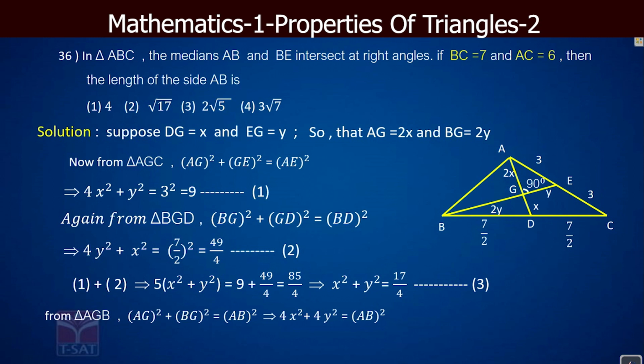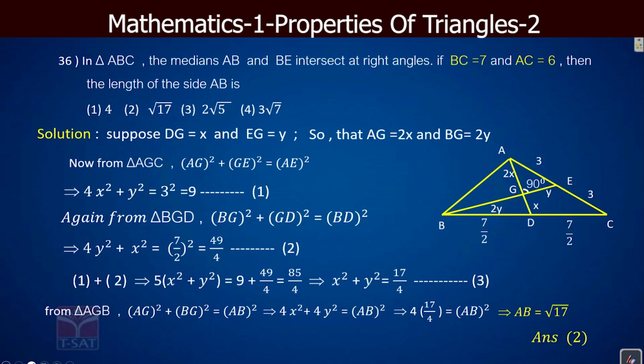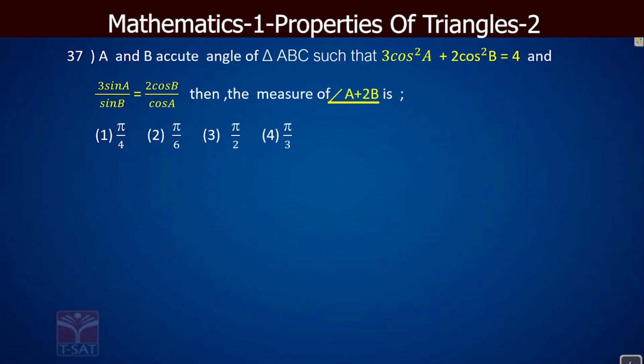17 by 4 itself. So, now consider the triangle AGB. In the triangle AGB, you know AG is equal to 2x and BG is equal to 2y. So, if you use again Pythagoras rule, AG square plus BG square is equal to AB square, that means 4 into x square plus y square is equal to AB square. But x square plus y square we obtained as 17 by 4. So, 4 into 17 by 4 is AB square. So, therefore, AB is equal to root 17. Option number 2. Right.